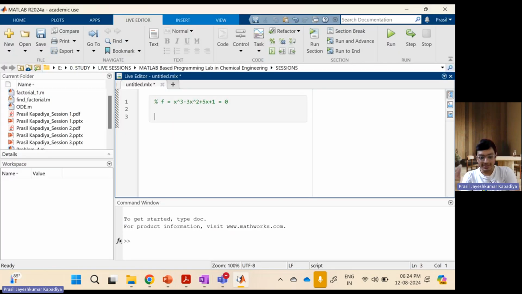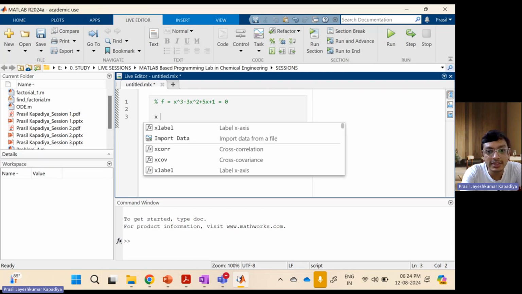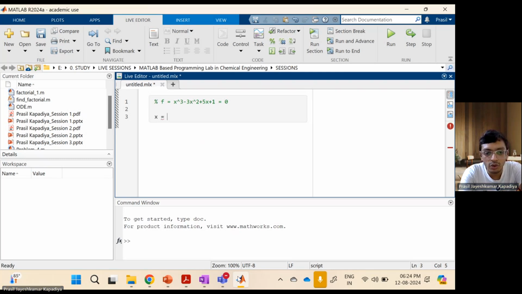So let's try to write it down using a while loop. What do I need to give first? I need to give my initial guess. So let's say my initial guess of x is equal to 2. I don't know the solution, I'm just writing a random number. x is equal to 2. Let's say my maximum iteration, so I am writing max underscore itr, that is equal to 50. I'm just going for 50 iterations.